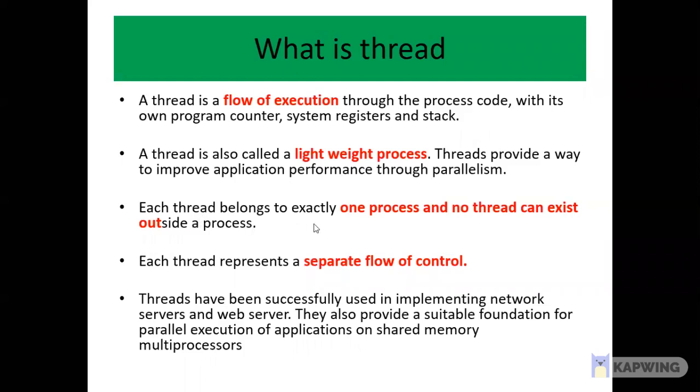Each thread belongs to exactly one process. No thread can exist outside a process. Each process will have its own threads, which means P1 will not contain the threads of the P2 process. No other threads can exist for that process. Each thread represents a separate flow of control.